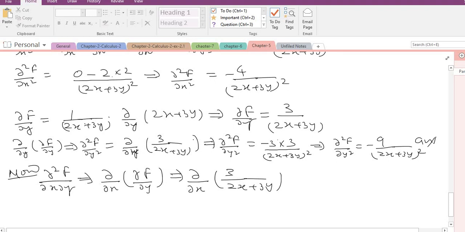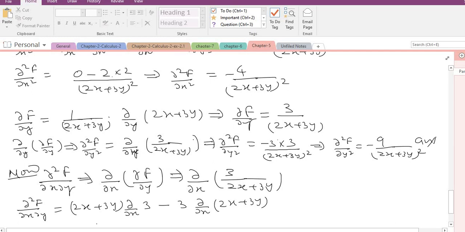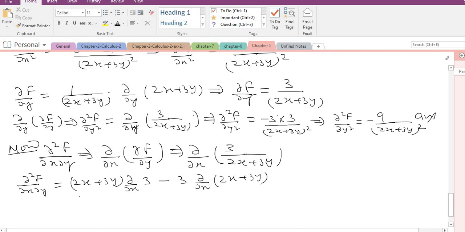So when you differentiate this one, you have to use the u by v method. So u by v method means del 2f del x del y is equal to v del x of u, minus u del x of v, that is 2x plus 3y, divided by v square, that means 2x plus 3y power 2.